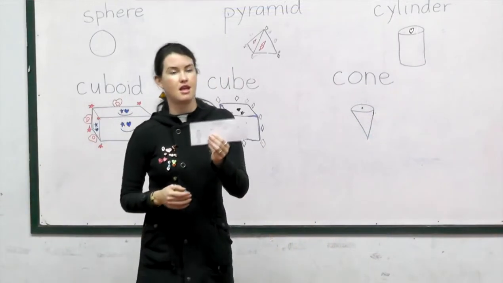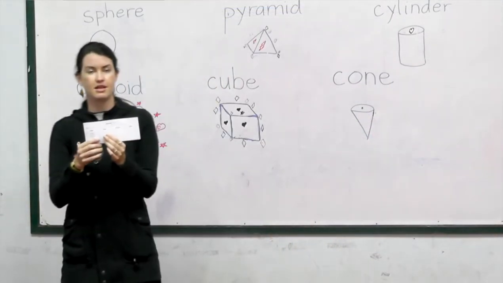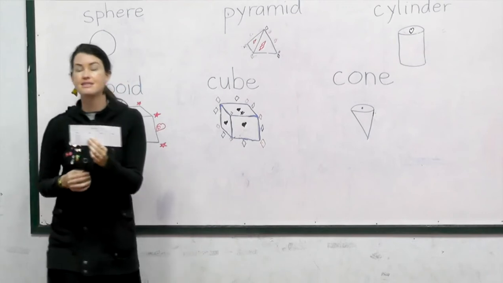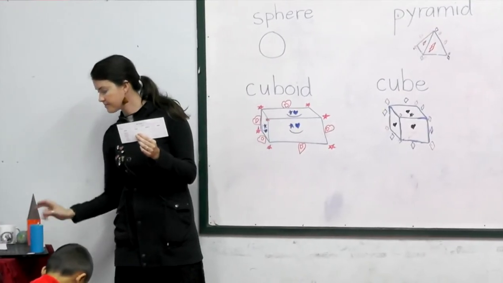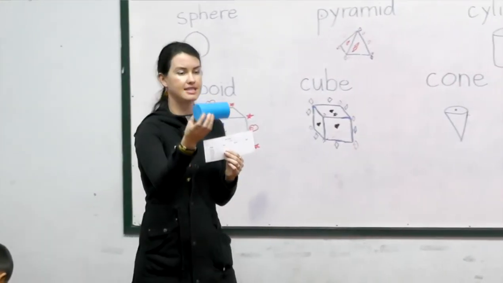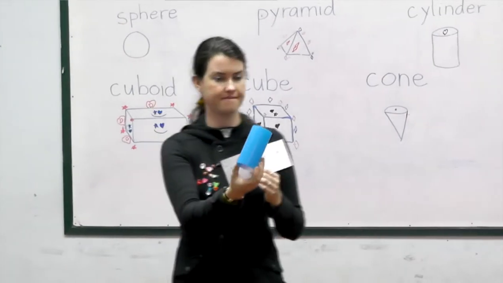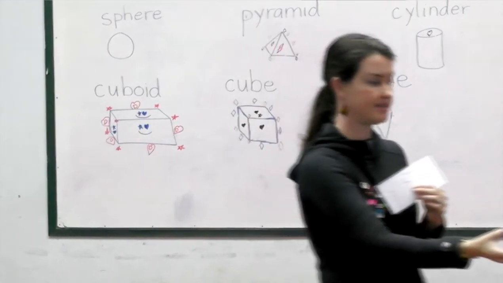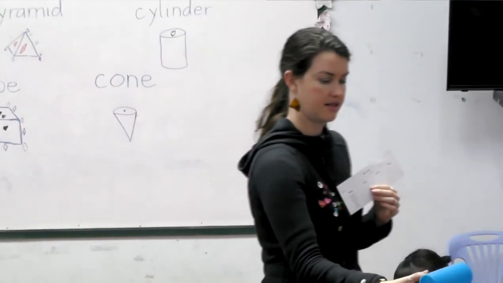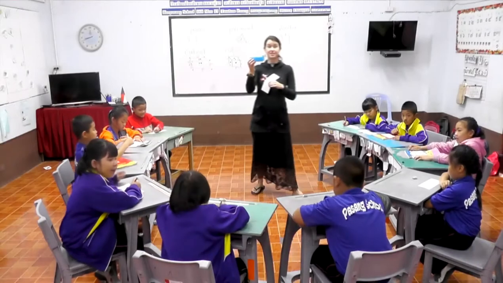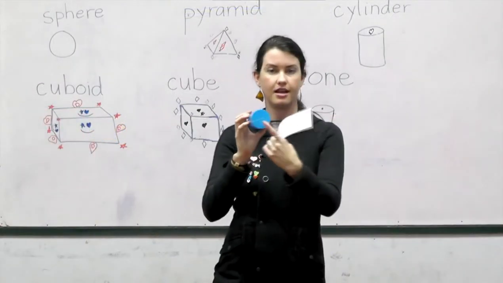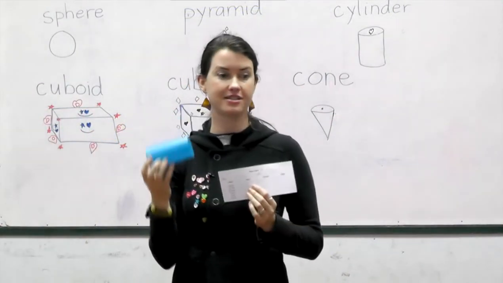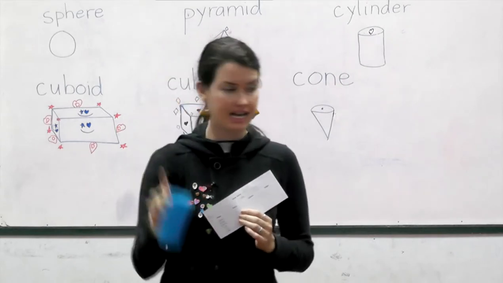Okay. Let's think about our cylinder. How many sides does this cylinder have? 2. Can you show me the sides? This and this. Yeah. We've got 2 sides on our cylinder. One flat side here and one flat side here. So our cylinder has 2 sides.